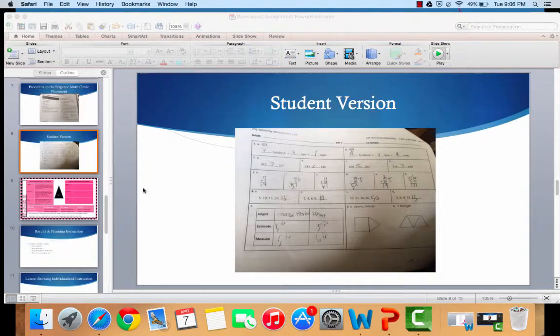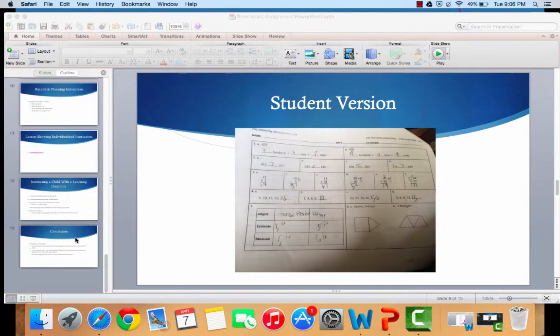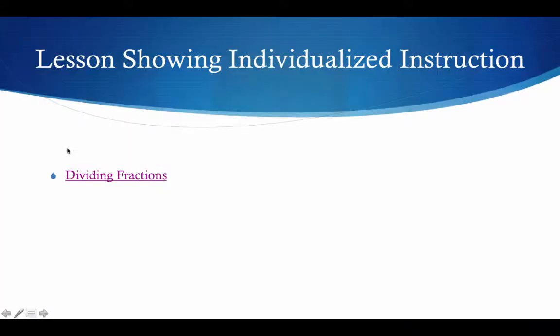So that is a lesson that you could use. Let me get back to this. So that's a lesson that you could use for individualized instruction. Here you could make multiple videos and have each student have their own video. It's a great way to differentiate instruction and get the lesson on everybody's level.